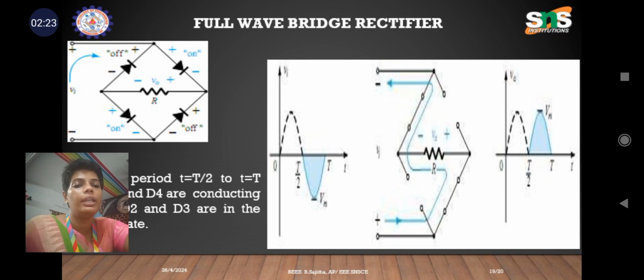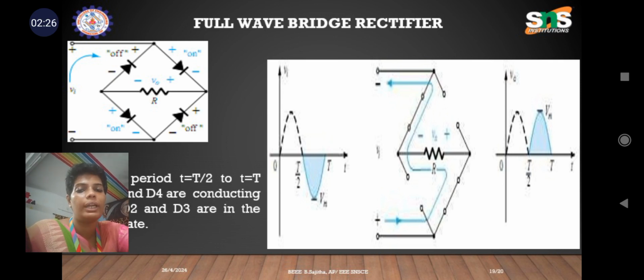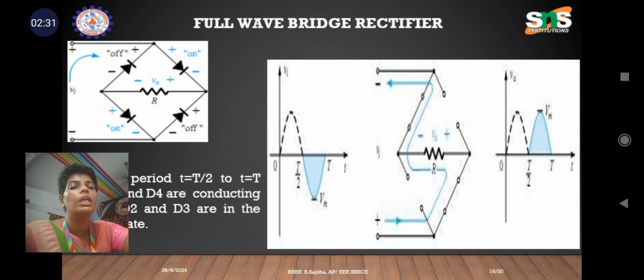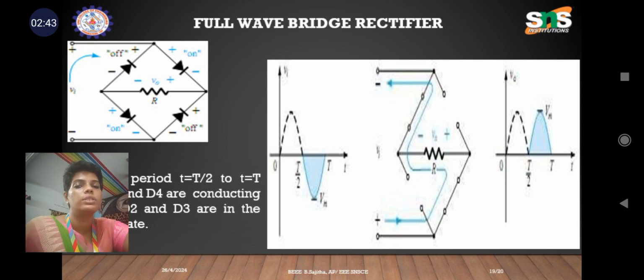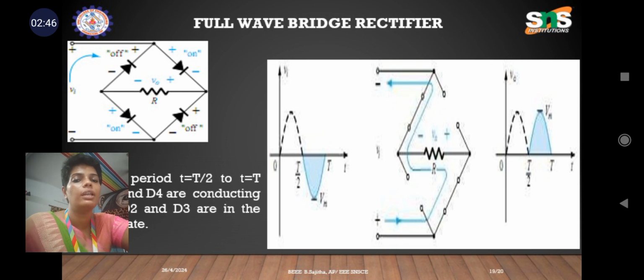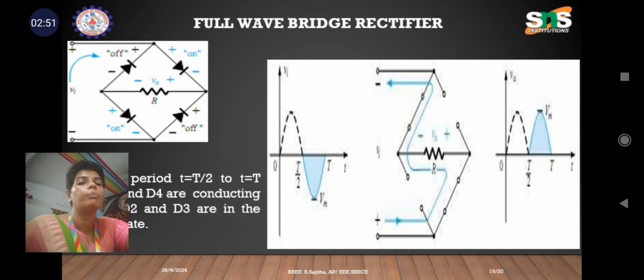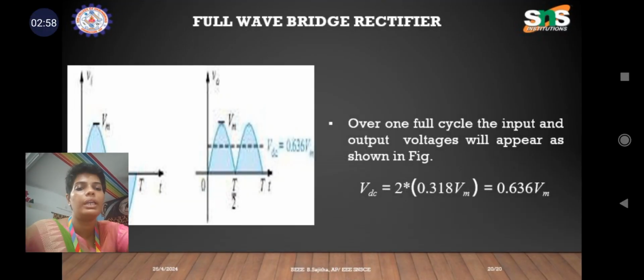Diodes D1 and D2 conduct for 0 to 180 degrees, or in other words from 0 to T by 2 of the time period, if T is the total time period of one cycle. The other two diodes, which conduct in the negative half cycle, conduct from T by 2 to T, that is from 180 degrees to 360 degrees. In both cases the magnitude remains the same.